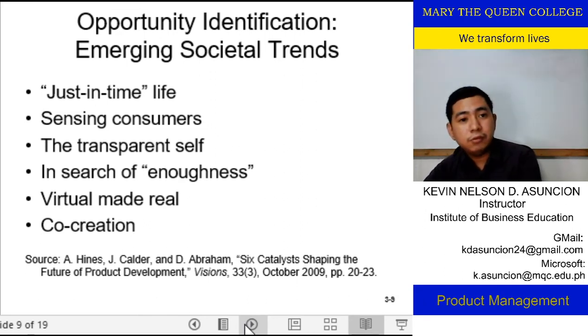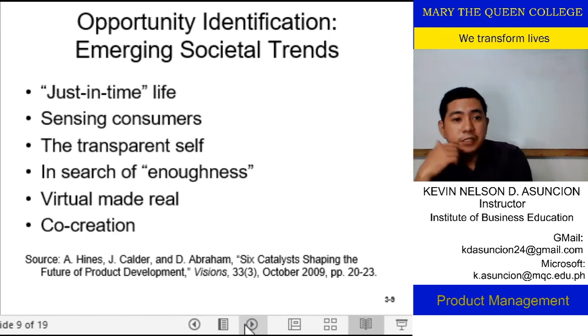So you need to see the time frame, the culture, the society of people, no, the attitudes towards it, sensing the consumer, the transparent self. Pinag-usapan na natin to sa buyer behavior. That's why you can see societal trends. O kapag nagpapasko, ano kailangan and the like. So that generates new ideas, no? So that's emerging new trends, no? In search for enoughness.